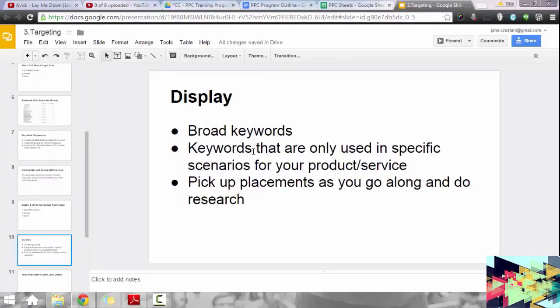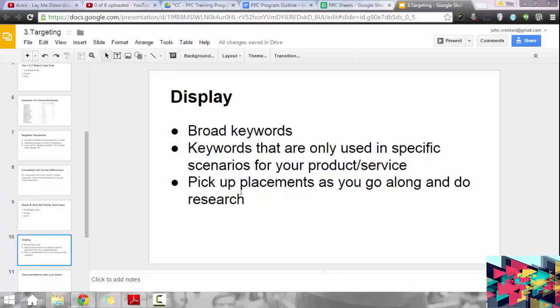Now I'm going to quickly go into display. For broad keywords, you only use broad, not modified broad, because display is targeted differently. People aren't actually searching. You try to use keywords that are only used in specific scenarios, such as, in the mortgage industry, mortgage or refinance. People don't use those words very often. If you're selling home refinance plans, people aren't using the term refinance or mortgage very often in other cases.